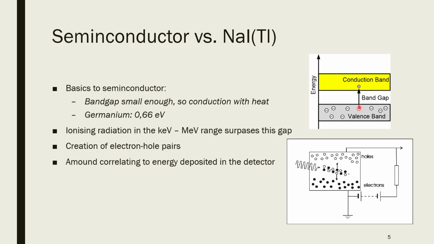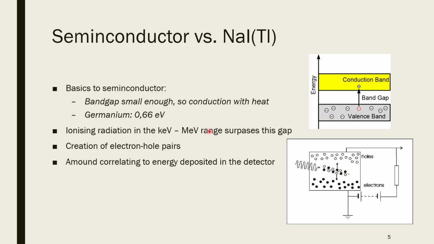So you have to apply some energy to the electrons to promote them from the valence band into the conduction band. This band gap is, for example, with high purity germanium, just 0.66 electron volts. So if you apply 0.66 electron volts to one electron, it will be promoted into the conduction band. But in nuclear chemistry, we are measuring ionizing radiation, gamma radiation, which is in the kiloelectron volt to megaelectron volt range, which greatly surpasses the just 0.66 electron volts.